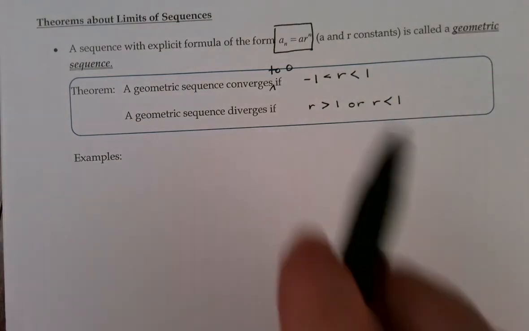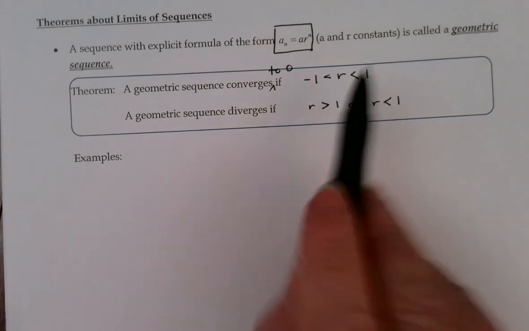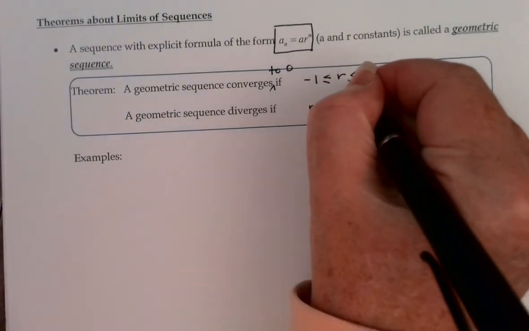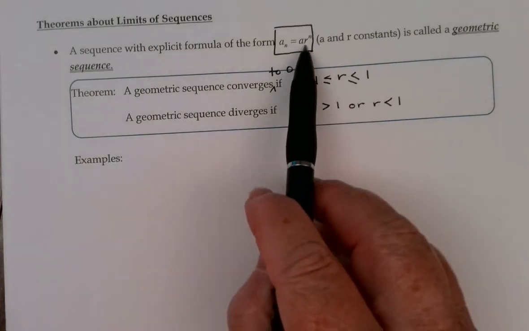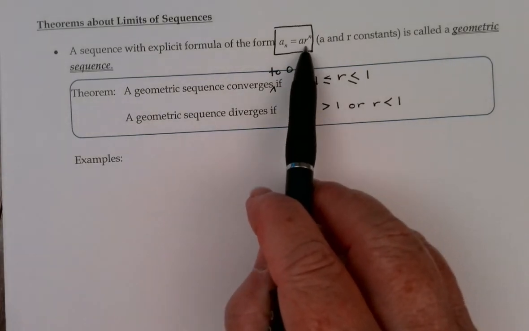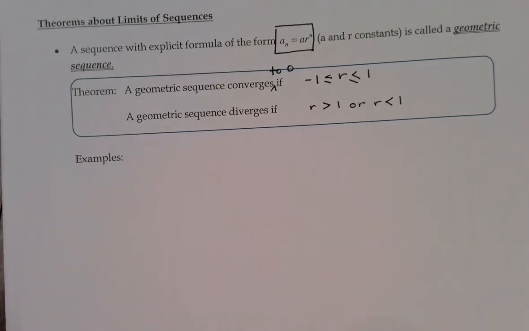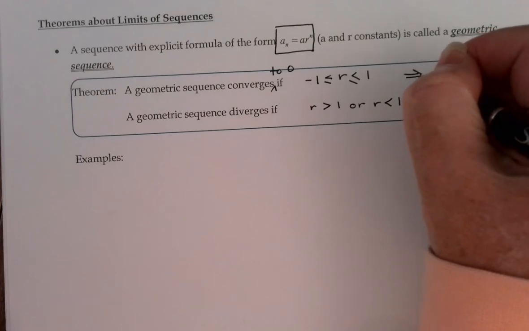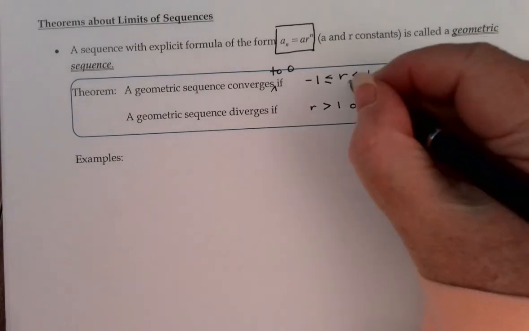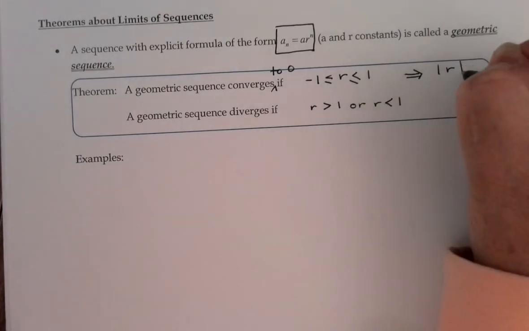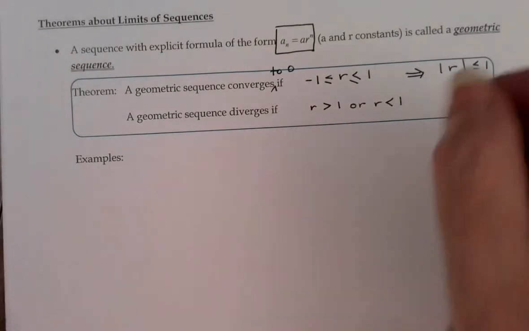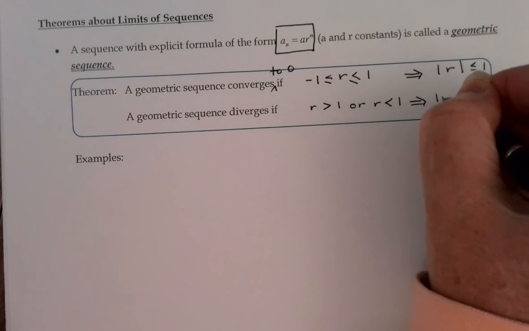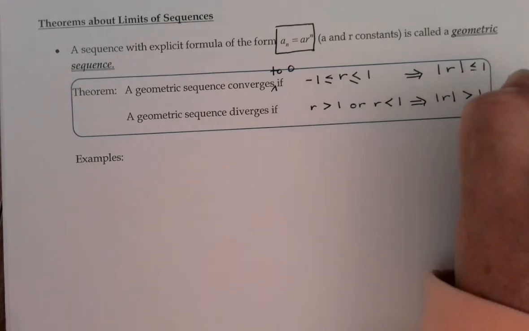Now, technically speaking, we could actually put equals on these. It's just that if r is equal to 1, the sequence isn't very interesting, since 1 to any power is 1. So I'm going to put the equals on there, but kind of a boring sequence. Another way to write this is true if the absolute value of r is less than or equal to 1. And this would be the case where the absolute value of r is greater than 1.